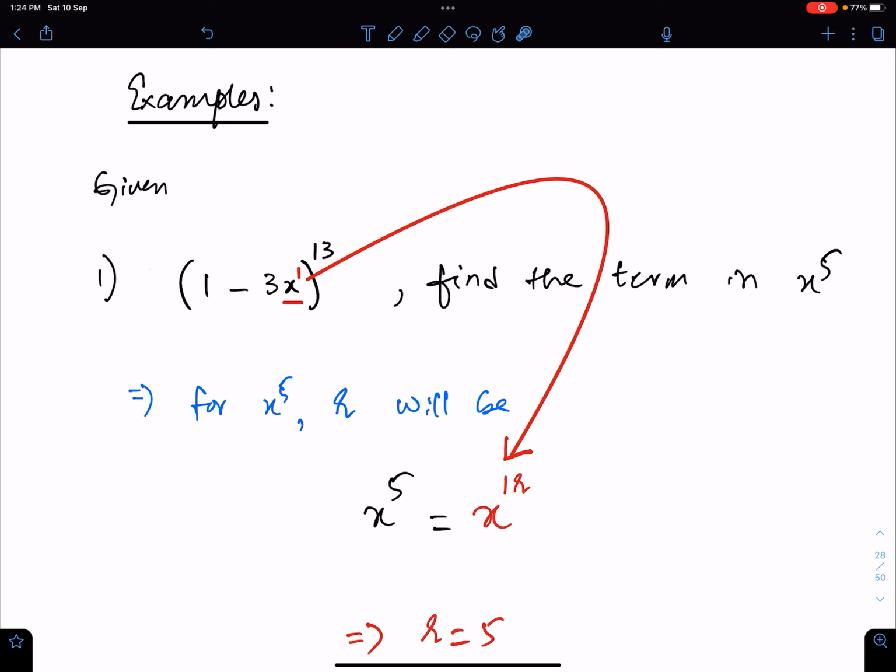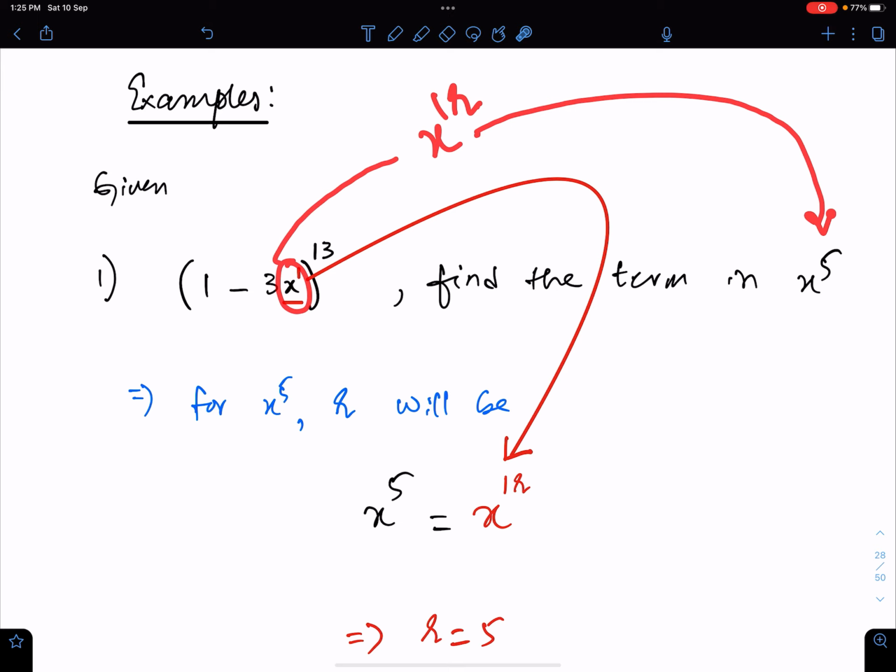So this is given (1 minus 3x) whole power 13, and this is a simple expansion because there is just one x which is a numerator. The question is to find the term in x power 5. To get the value of r, just compare this requirement with this x with power r. First write this x as x power 1r and then equate this with the requirement to get the value of r. This is the way to find or predict the value of r in simple expansions.